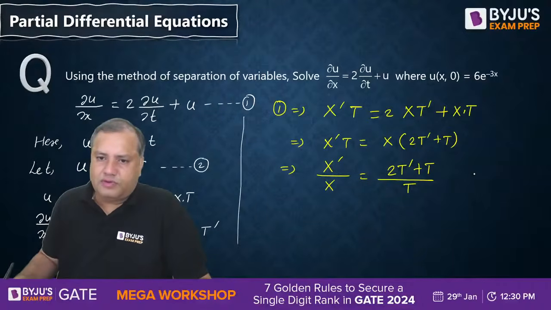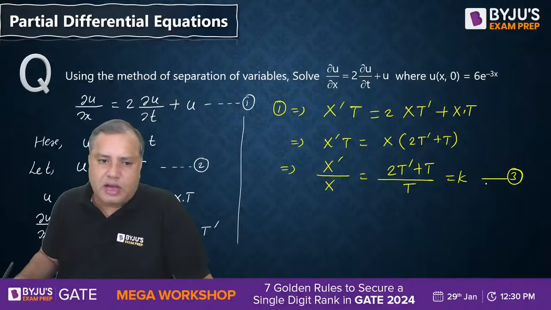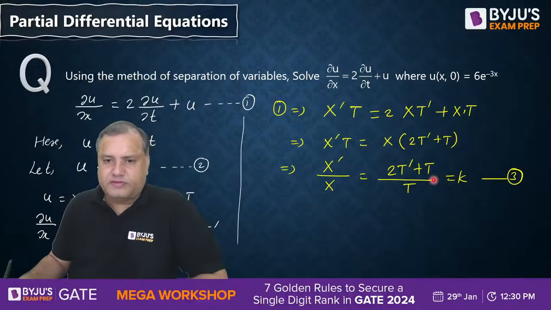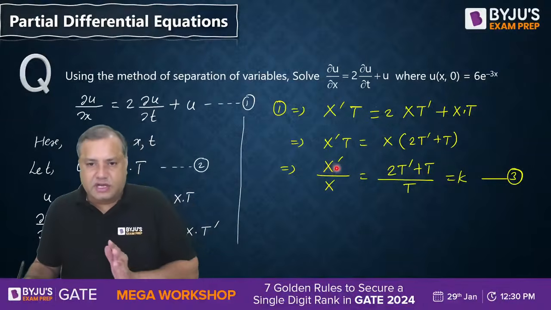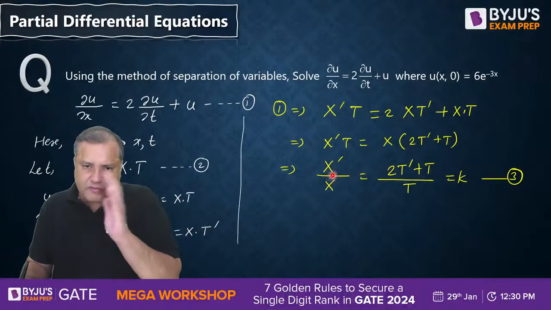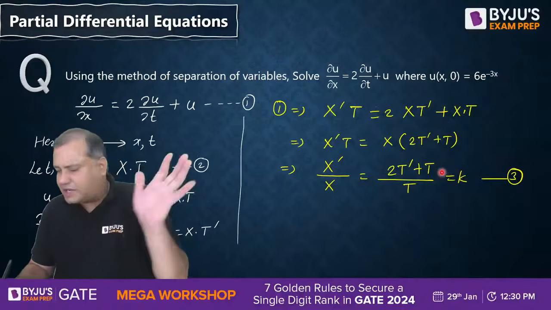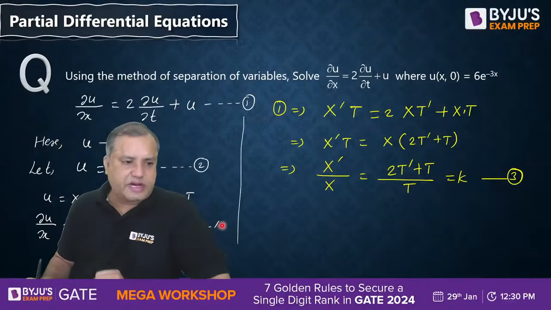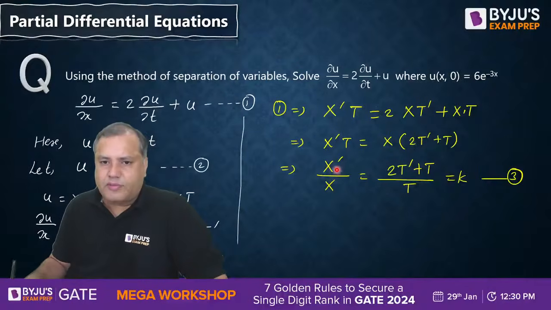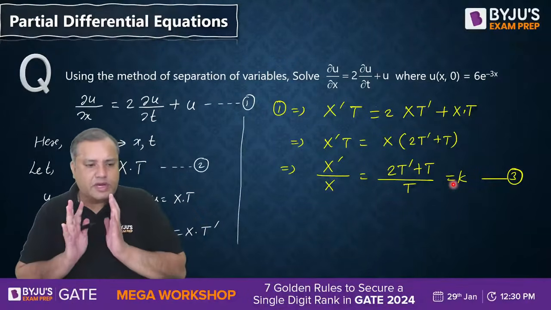Now what I will do, I will just equate this ratio to k. So what we have done till this point? We have just separated the variables. So terms of x on one side, terms containing t here, and the constant term on the right hand side. So this is how we have separated the variables. Now I am going to consider X dash upon X equal to k. I am going to consider one ratio.